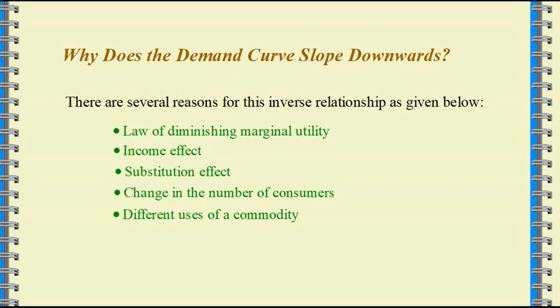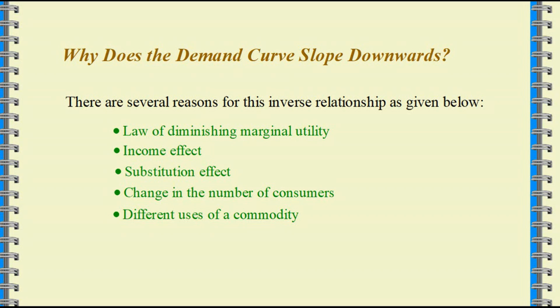In the case of substitution effect, when the price of a commodity falls, it becomes relatively cheaper than its substitute products. So people who are consuming the other goods would now start to consume the commodity whose price has fallen. And as a result, demand increases. It creates an inverse relationship between the product and its price. This increase in demand is called the substitution effect of a price change.